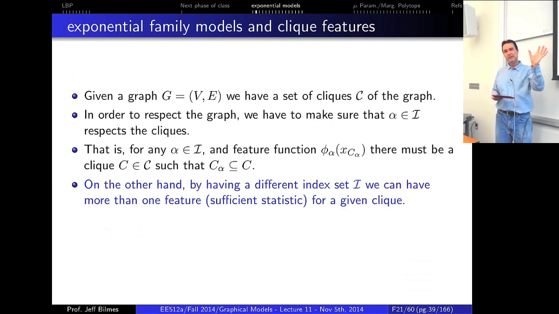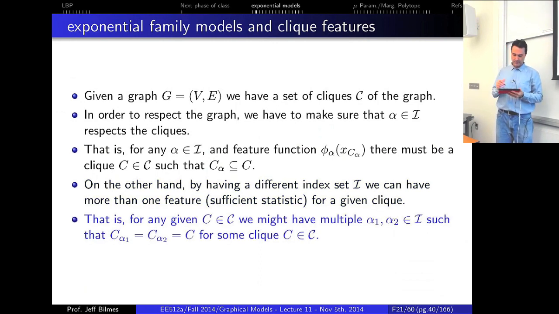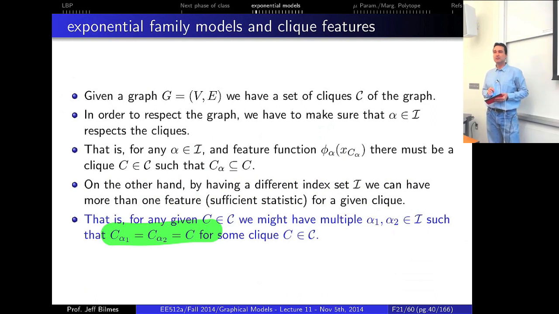So in other words, we might have C sub alpha 1 and C sub alpha 2 being exactly the same set. This thing here. Which might seem to be redundant, right? You might say, well, why would you need that? Why not just put them in one thing? You're going to see why, because we might have a distinct parameter associated with it.